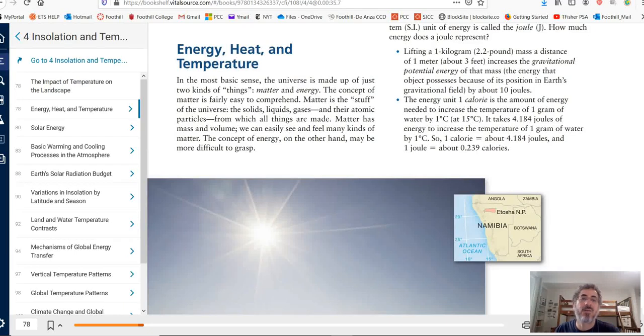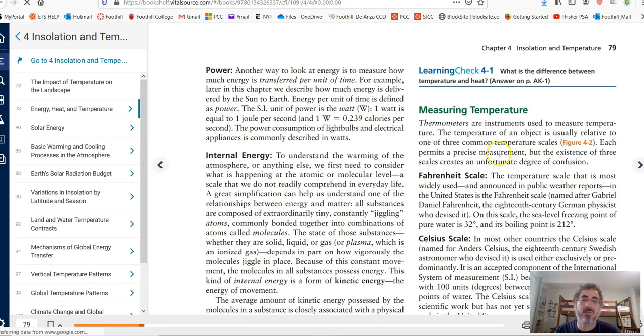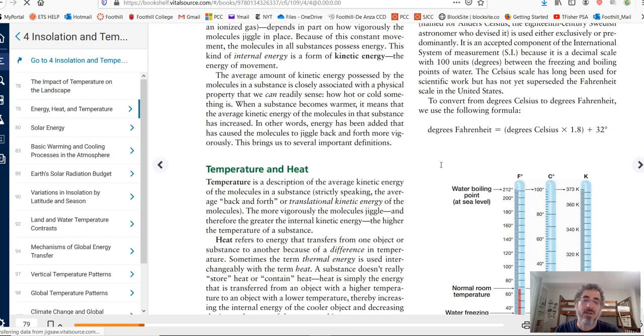Well, hello again. So we continue our exploration of our textbook on Chapter 4. Chapter 4, Insolation and Temperature, has to do with just that. Insolation meaning incoming solar radiation, so the energy from the sun, and how that creates different temperature patterns on the surface of the Earth. So our main source of energy is, of course, the sun.